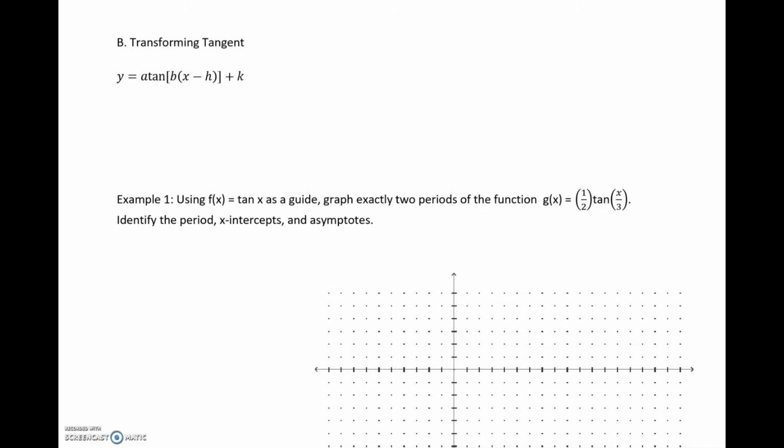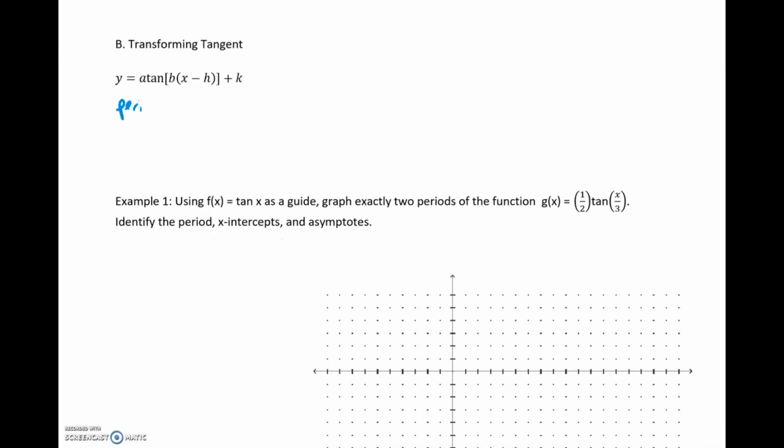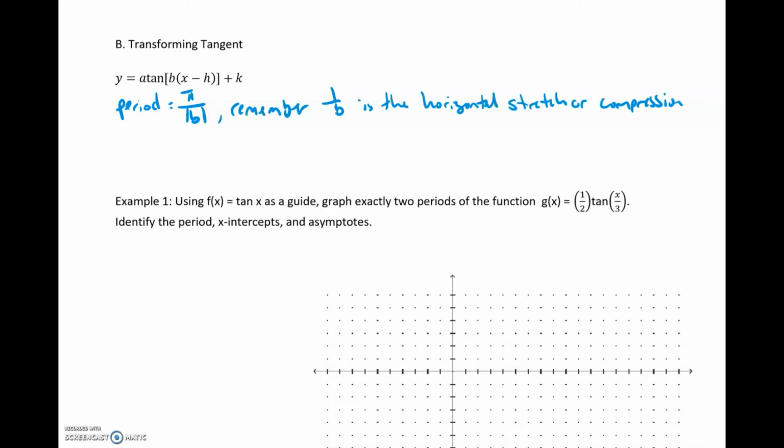The period is going to be pi divided by the absolute value of b, because that horizontal stretch or compression, imagine an accordion. If we push it tighter together or pull it farther apart, that's going to affect our period. So the period is the most important piece here. Remember, the period of tangent without any transformations is pi, so that's why we have pi on top and not 2 pi like with sine or cosine. Just remember that 1 over b is the horizontal stretch or compression factor, so that's why we have b in the denominator.